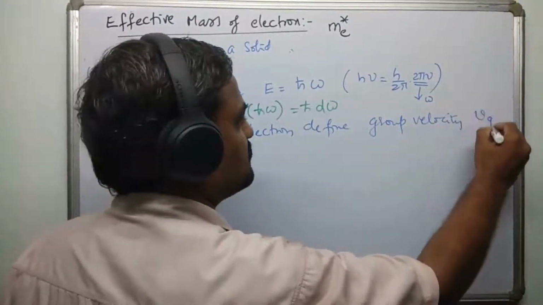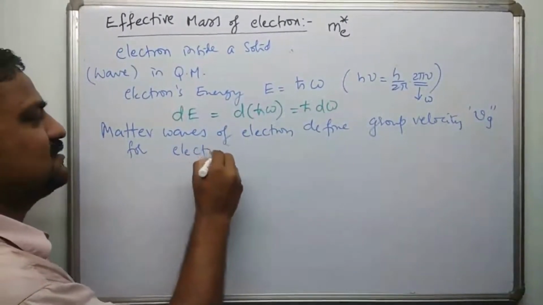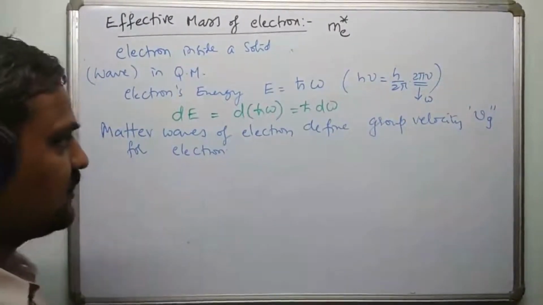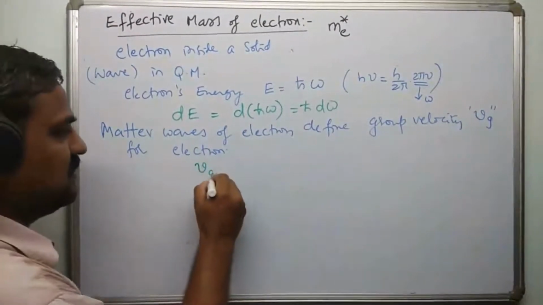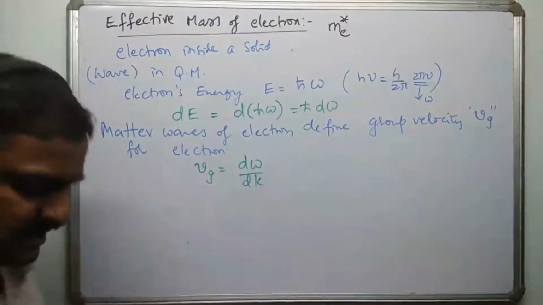This is sometimes referred to as Vg for the electron. So what is this group velocity? It is once again a mathematical concept. Please don't break your heads. We'll just take it as Vg equal to d omega by dk. It is defined like that.